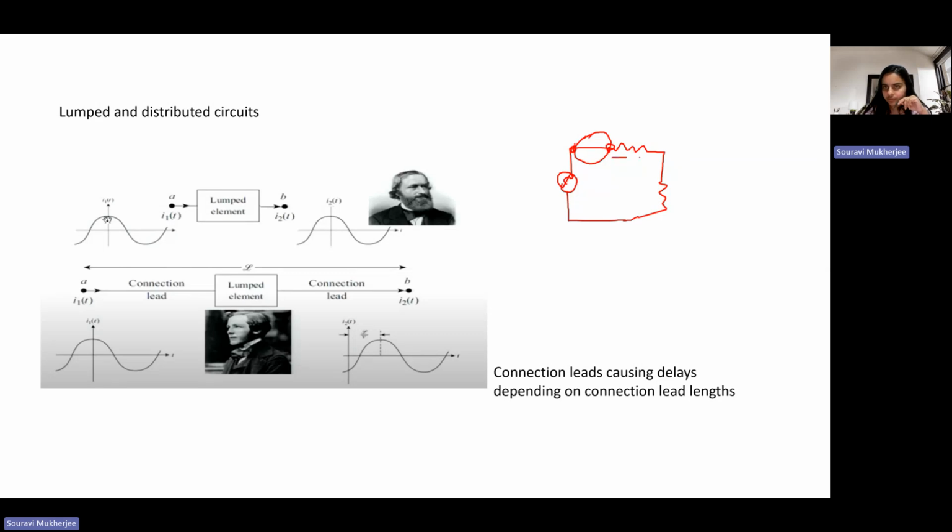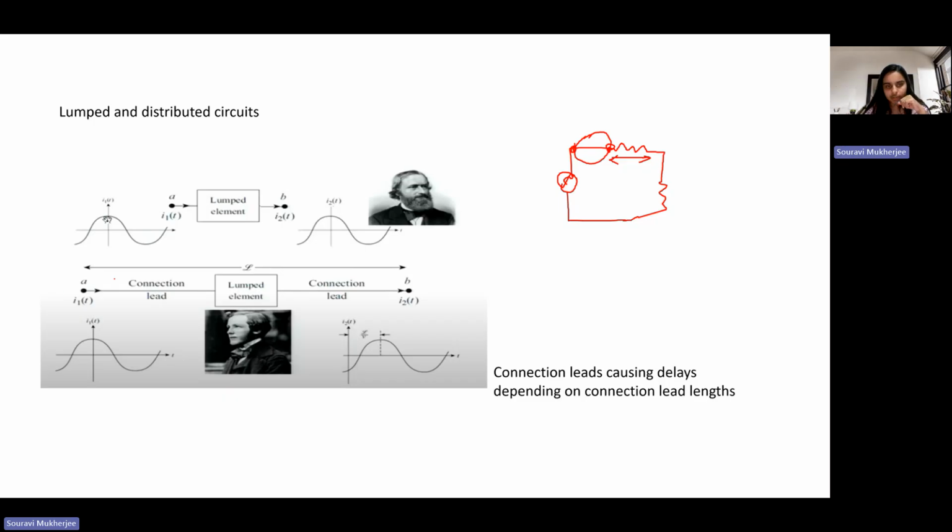Normally, we just consider the voltage drop across the resistor, across other elements. So this part of your circuit, where the input and the output do not get changed, you can consider as a lumped circuit element.